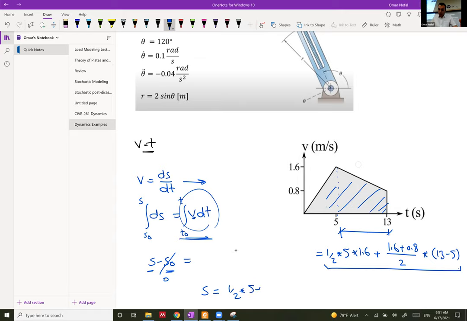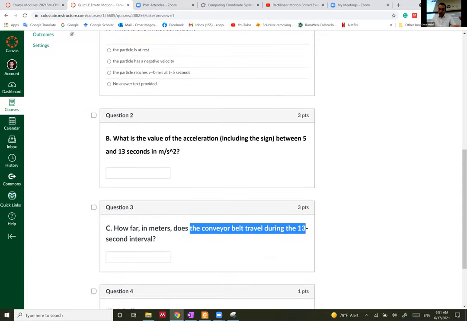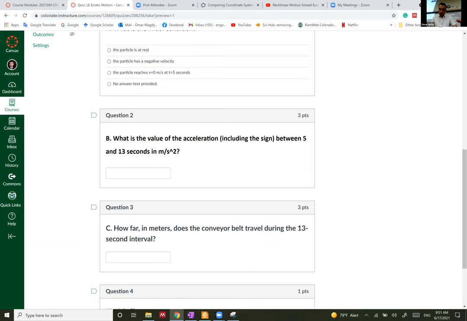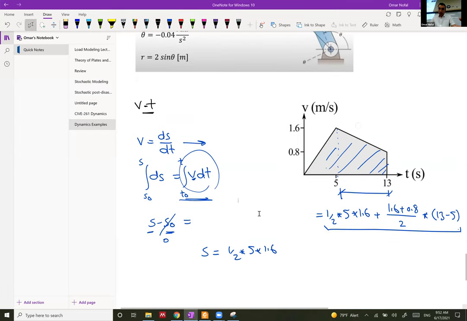It was confusing, like the conveyor belt traveled. Maybe it assumes that there is a particle that moves on a conveyor belt, but we finally use the 13 seconds here. Did you get how to solve it? Yes. Okay.